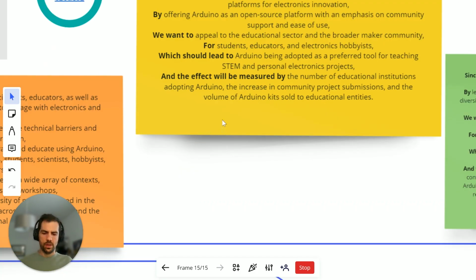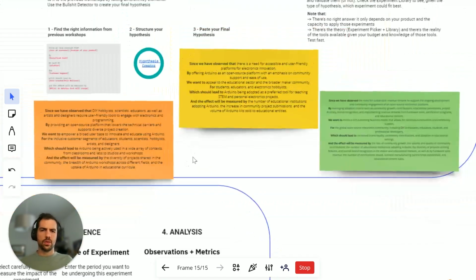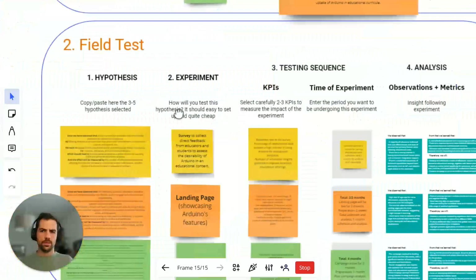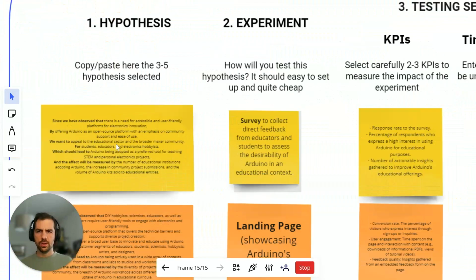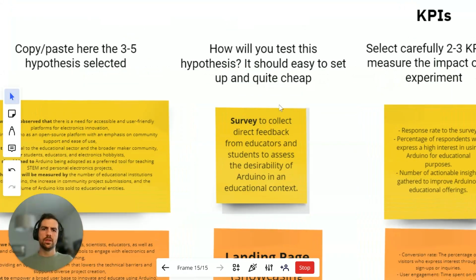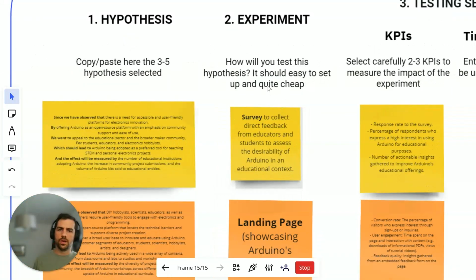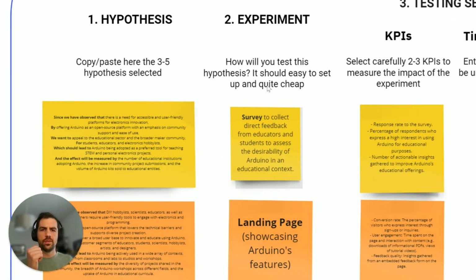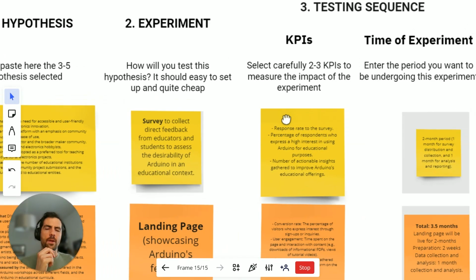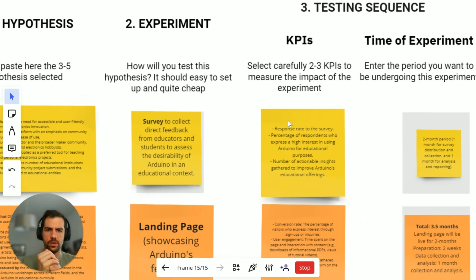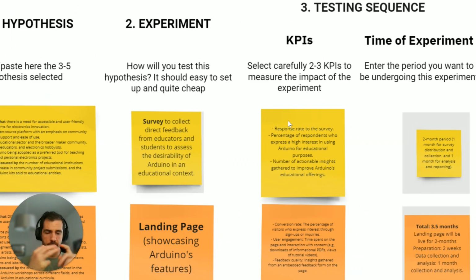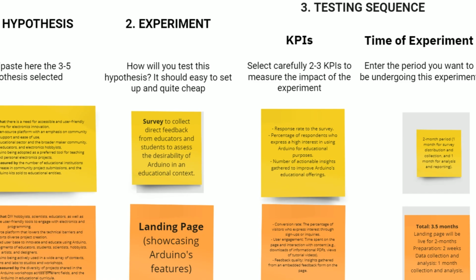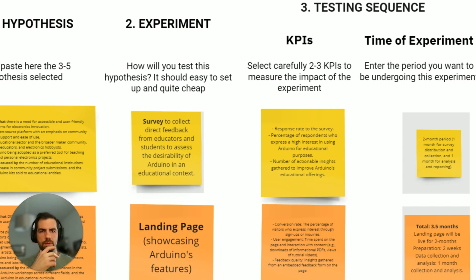So now, I would like to not get lost, I would like to go through the field test part connected to this hypothesis. So in this case, we selected an experiment, which was a survey. So a survey to collect direct feedback from educators and students to assess the desirability of an Arduino in an educational context. And the KPIs selected for this were the response rate to the survey, the percentage of respondents who expressed a high interest in using Arduino for educational purposes, and the number of actionable insights gathered to improve Arduino's educational offerings.